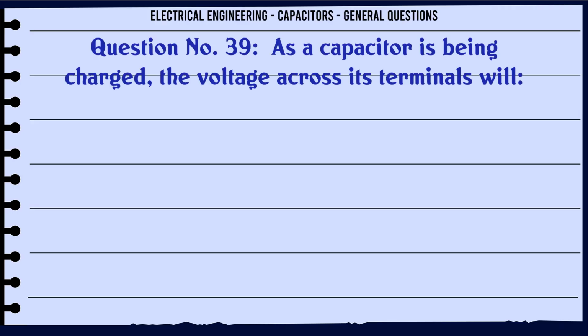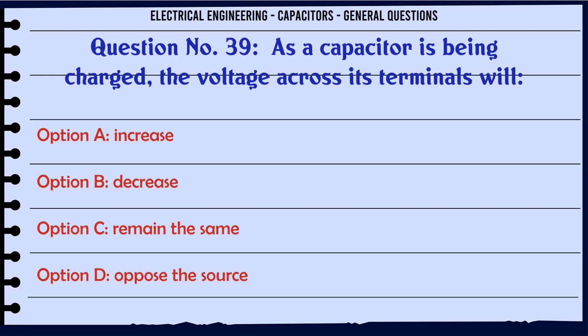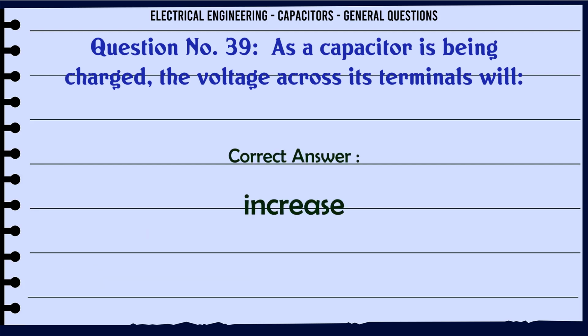As a capacitor is being charged, the voltage across its terminals will A, increase, B, decrease, C, remain the same, D, oppose the source. The correct answer is increase.